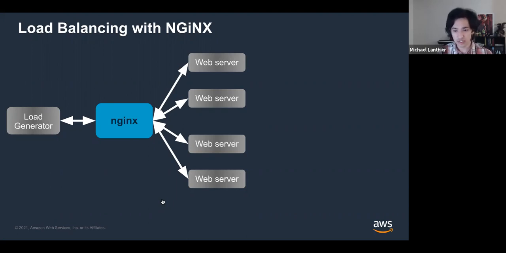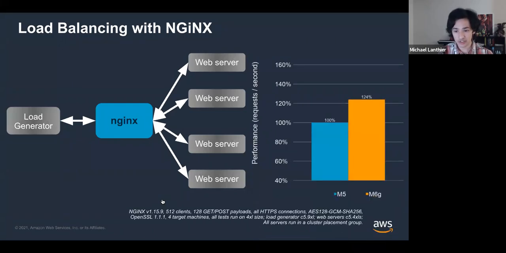And we were able to see a 24% increase in requests per second handled by NGINX running on that M6G instance, the Graviton instance, over the comparable x86 instance. So the Graviton2-powered instance was able to load balance more requests than its x86 counterpart. And this performance increase was also achieved at a lower cost.